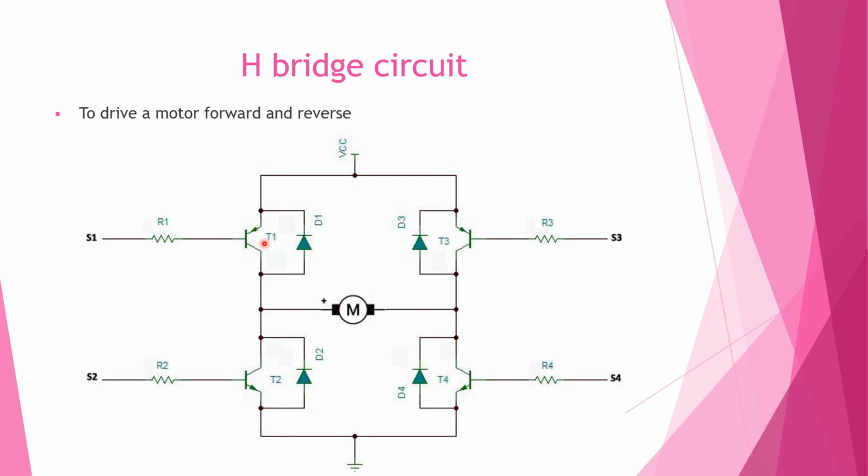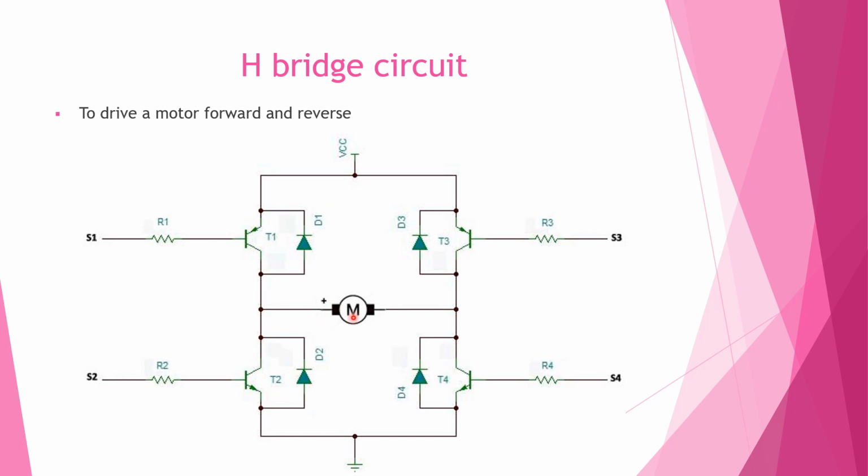And these are the transistors. This is a PNP transistor here. These two are PNP transistors. This is an NPN transistor. How it works: to drive the motor forward, this transistor, that is T1 and T4, will be on at an instant, and T2 and T3 will be off. So the current will flow like this, and the motor will be driven forward. And for reverse action, T2 and T3 will be on and T1 and T4 will be off. So the current flows like this, and the motor will run reverse.